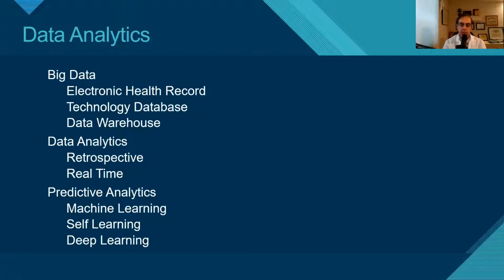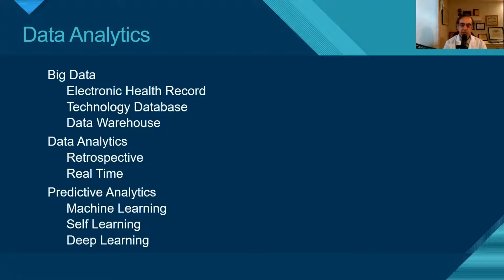All of those can be combined together in what we call a data warehouse. We've talked about the data warehouse before. We can gather information from the EHR and other sources, even clinics and digital health or personal health information, and bring that into a larger data warehouse where we can then analyze all of that data together.